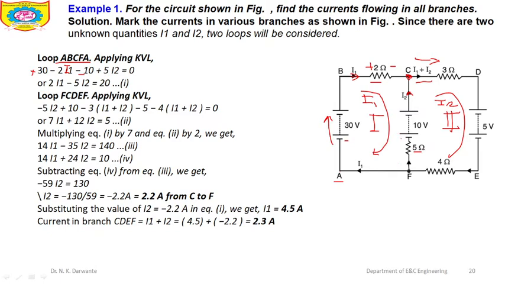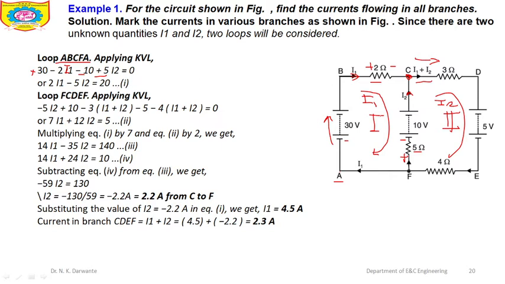Here the current direction is opposite, which means positive voltage is here and negative voltage is here. As we are moving from negative to positive, the voltage is rising, therefore we have used the positive sign. If we manipulate this equation, finally we get 2I1 minus 5I2 is equal to 20. This is our equation number 1. One loop is over.